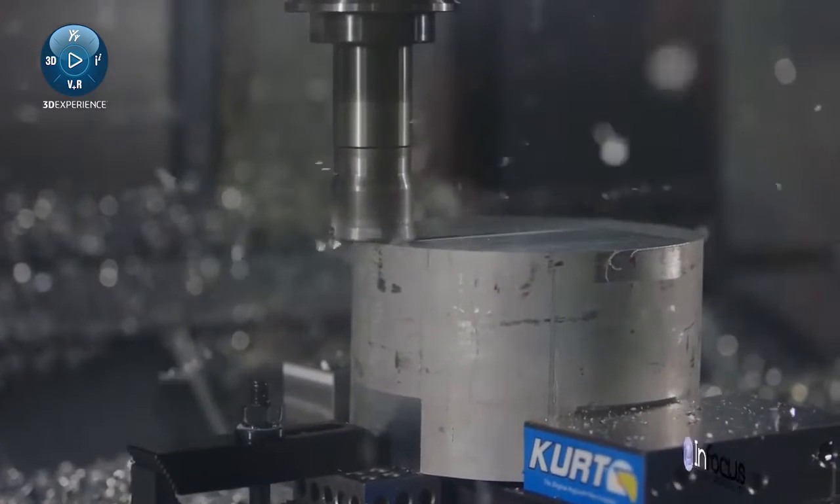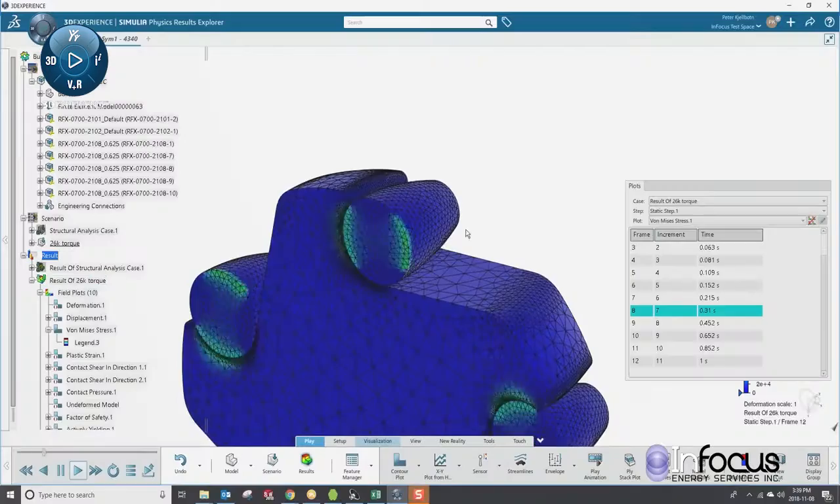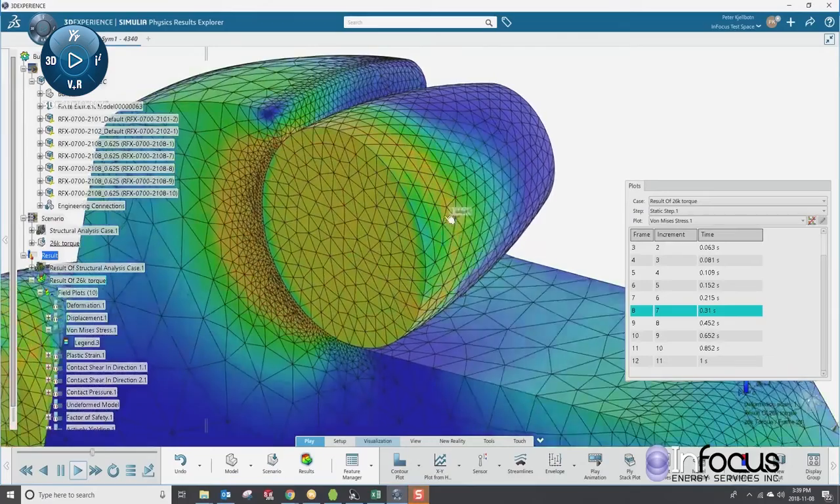At InFocus Energy Services, we design drilling and completion tools for the oil and gas industry. SOLIDWORKS Simulation helps us do that by taking our CAD models, applying loads to them, seeing how they'll behave, and making sure the tools we're putting out the door are the best tools we can.